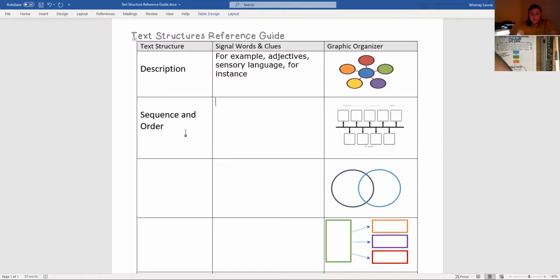Some of those signal words would be first, then, next, after, finally. Some other clues to look for would be if you see dates or years. Like if you're reading a biography, chances are it's going to be written in some kind of a chronological or sequential order. Not long after.